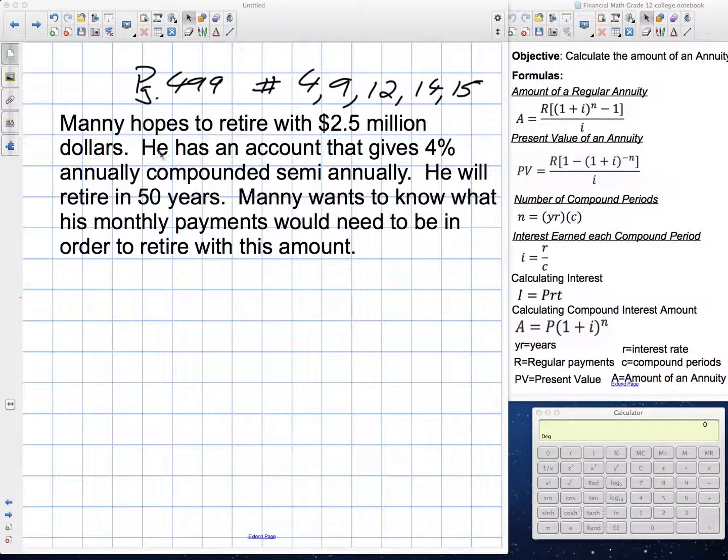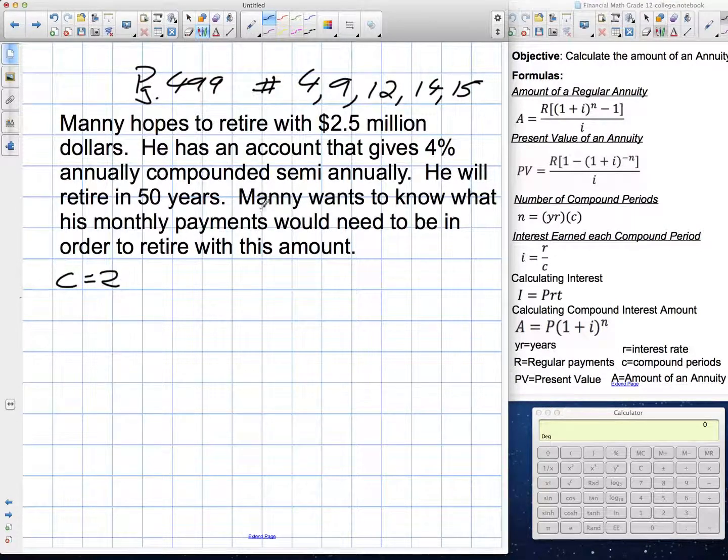Okay, Manny hopes to retire with $2.5 million. He has an account that gives 4% annually, compounded semi-annually. How many times a year is semi-annually? Twice. Okay? So we know that the C, or compound period, is going to be equal to 2. He will retire in 50 years, so our years are going to be 50.